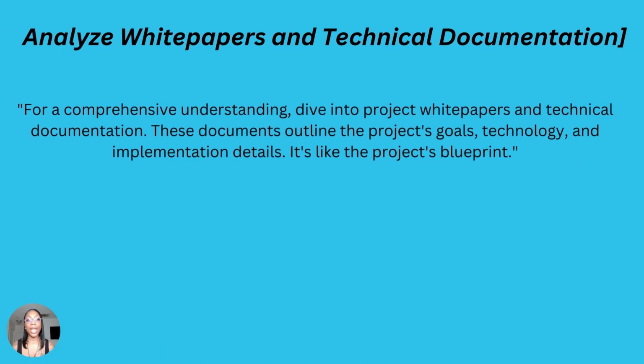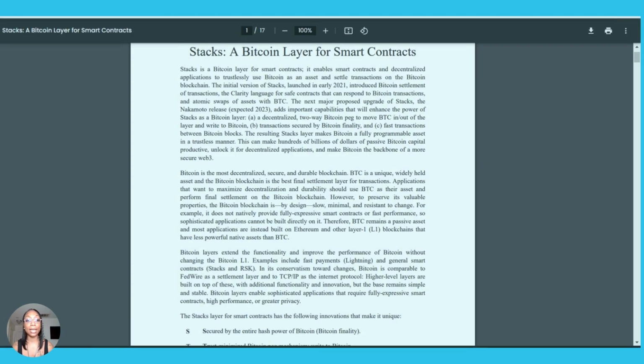Let's go on to now analyzing not only the white paper information, but the technical documentation on this. Okay. So for a comprehensive understanding, dive into the project white papers and technical documentation. These documents outline the project's goals, the technology, the utility, the use cases, the implementation details. It's like the entire blueprint. So if you're confused on what this project is about, just go straight to the white papers. Every time you go to a website, they have to have those white papers there for you to be able to read. Okay. And I'm going to show you an example of a white paper.